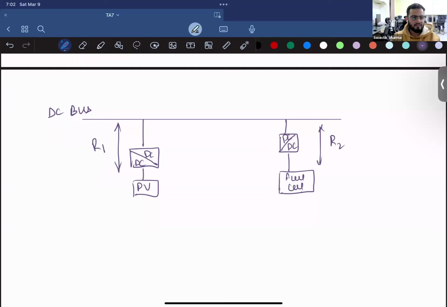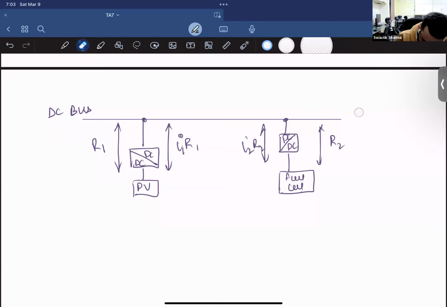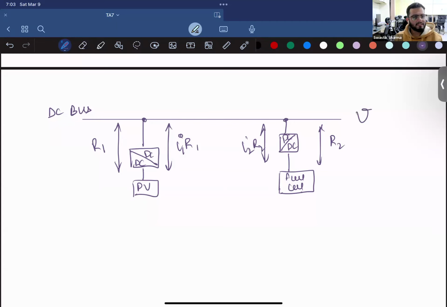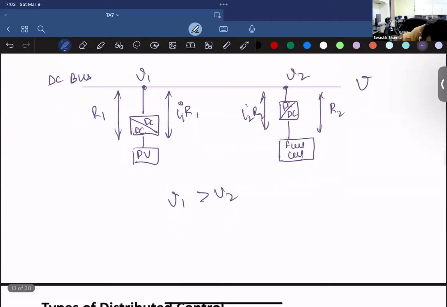If this resistance is different, the voltage drops, I1R1 and I2R2, will also be different. But what we say is the bus voltage should be at one voltage level, right? Let's say there is a mismatch of this voltage. Now what will happen? Let's say this V1 is greater than V2. If this is the case, a current will flow from a high voltage to a low voltage path.